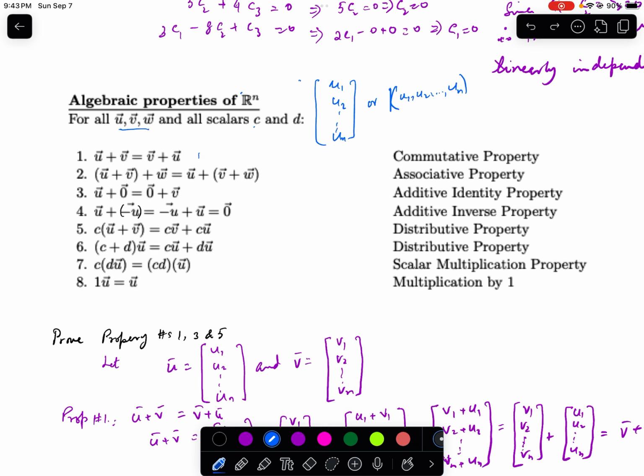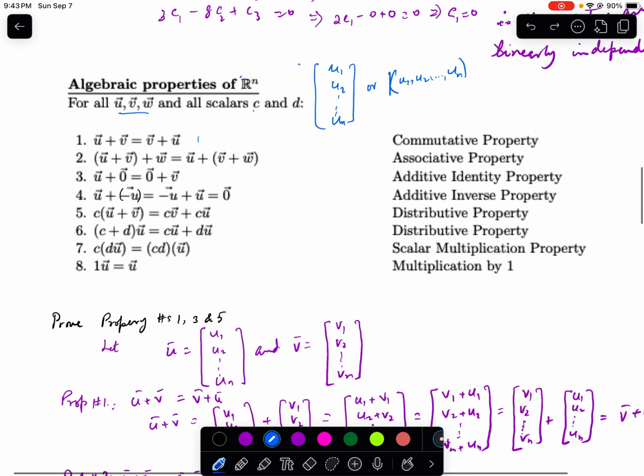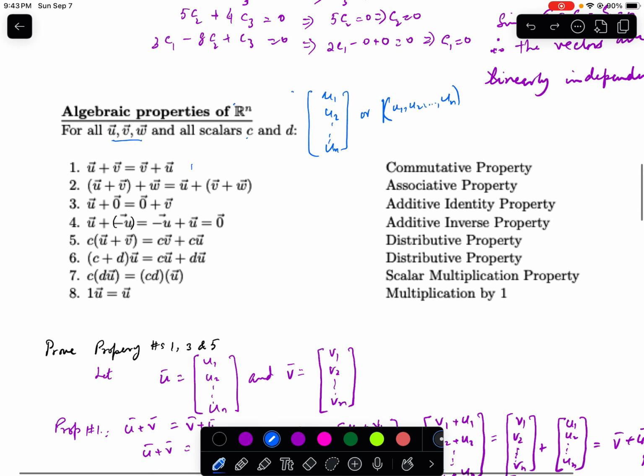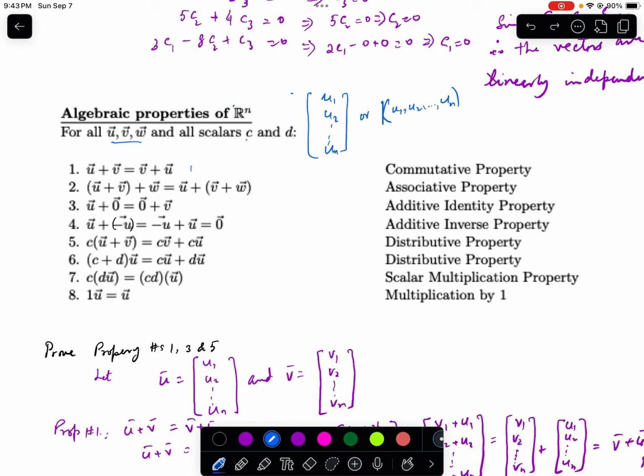I have shown the proof down here. So u is equal to u1, u2, up to un. First, let's go over these properties, then we will come to the proofs. Number 2 is that u plus v, first you add the u and v vectors, plus w, then you add the w vector, would give you the same answer if you had done v plus w first and then added u to it. So this is called the associative property.